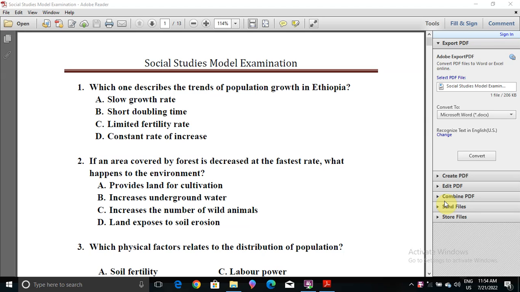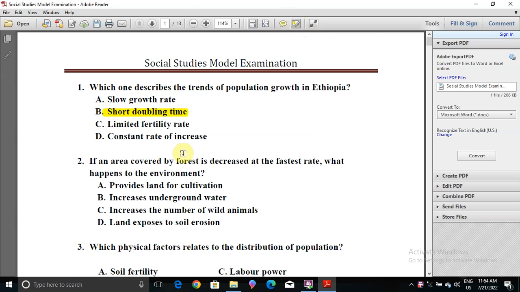Question 1: Which one describes the trends of population growth in Ethiopia? Here we have four choices: a slow growth rate, short doubling time, limited fertility rate, or constant rate of increase. The correct answer is short doubling time, so the correct answer here is choice B.